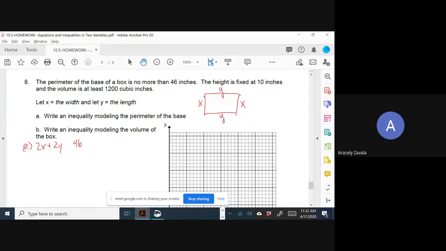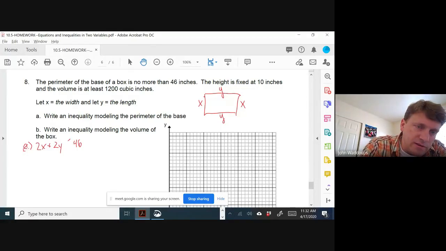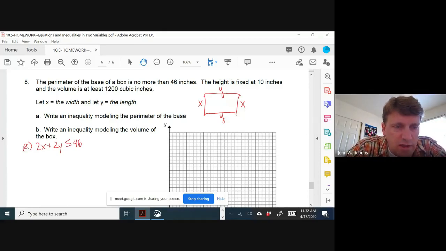Less than or equal to? Less than or equal to. Excellent. And so 2x plus 2y is less than or equal to 46.